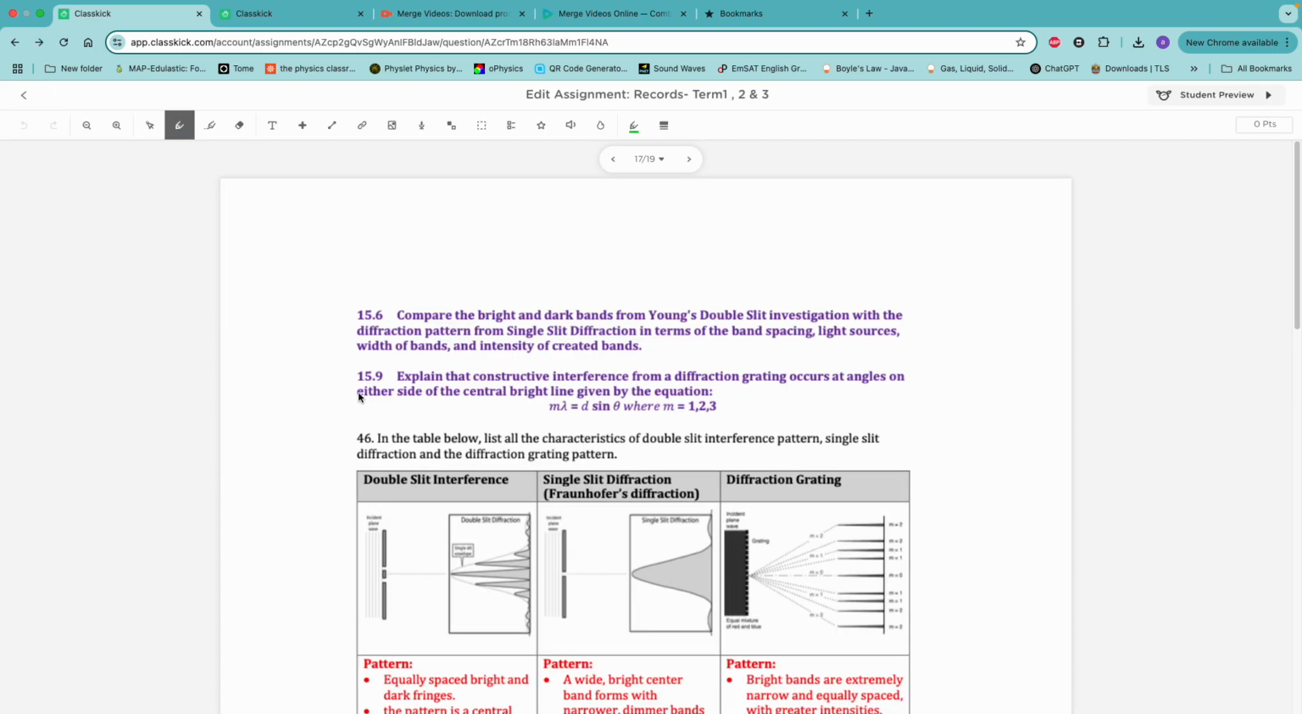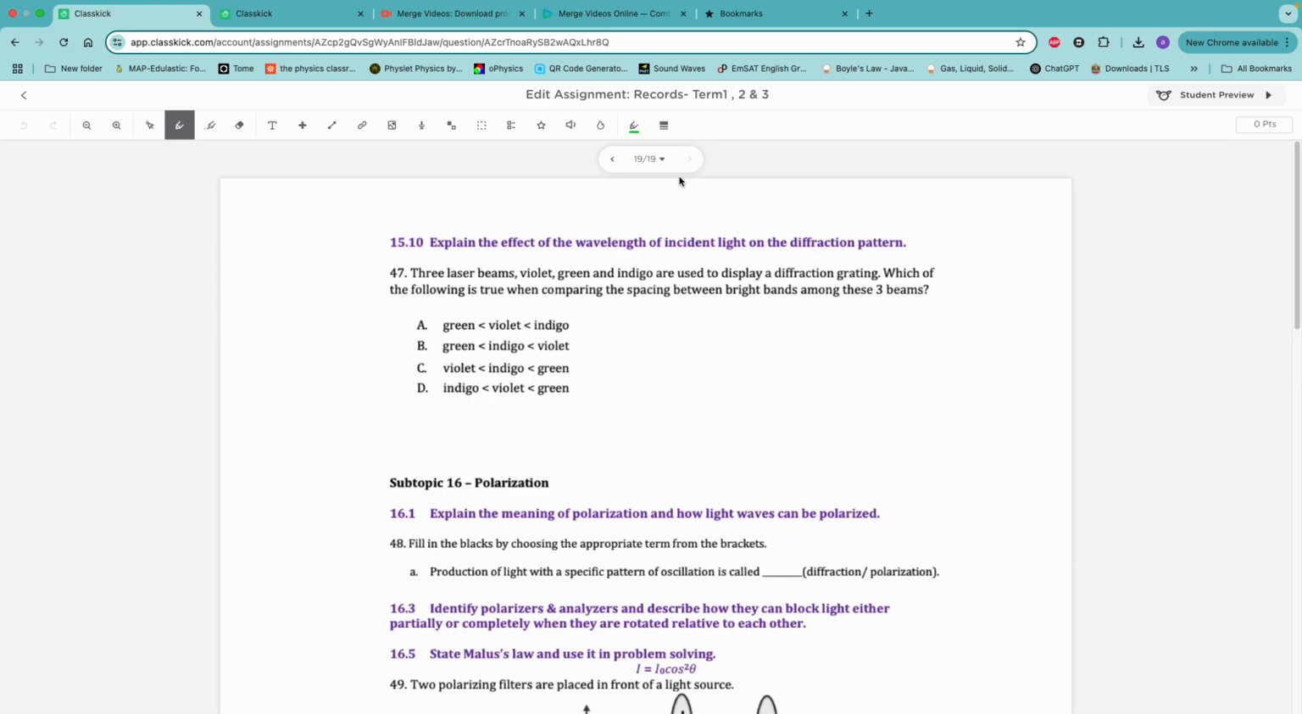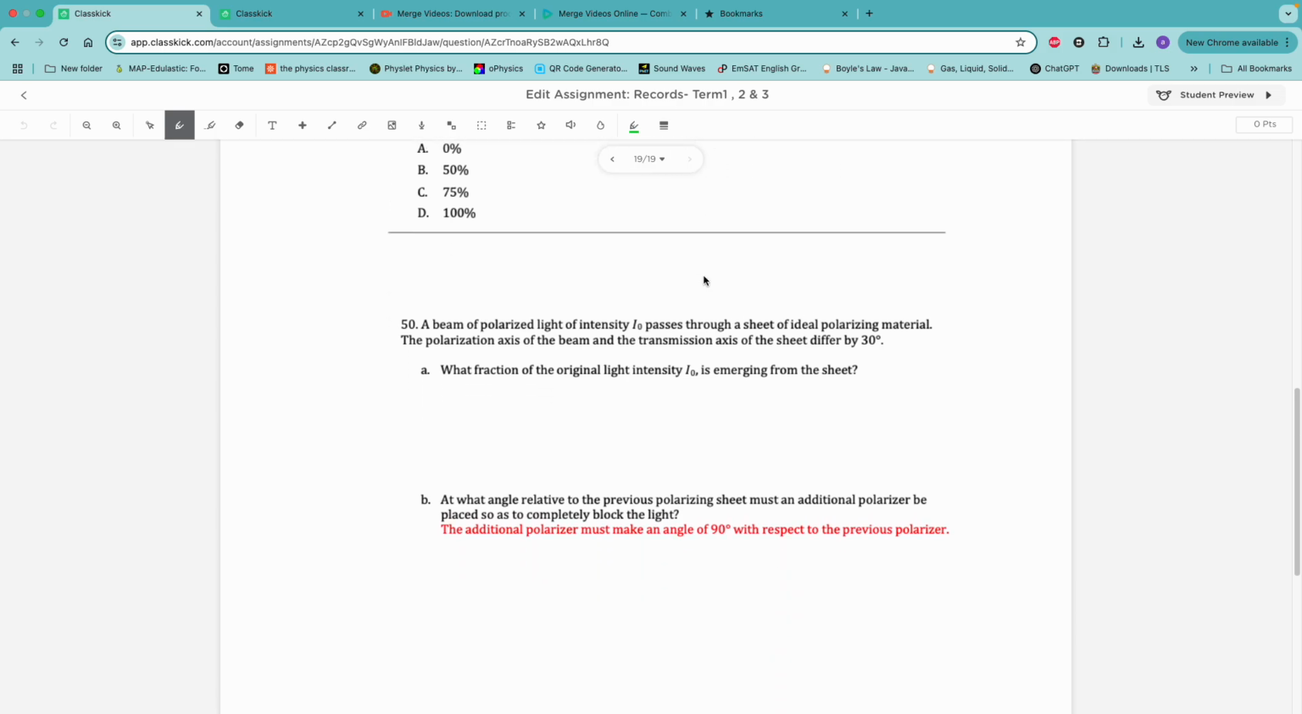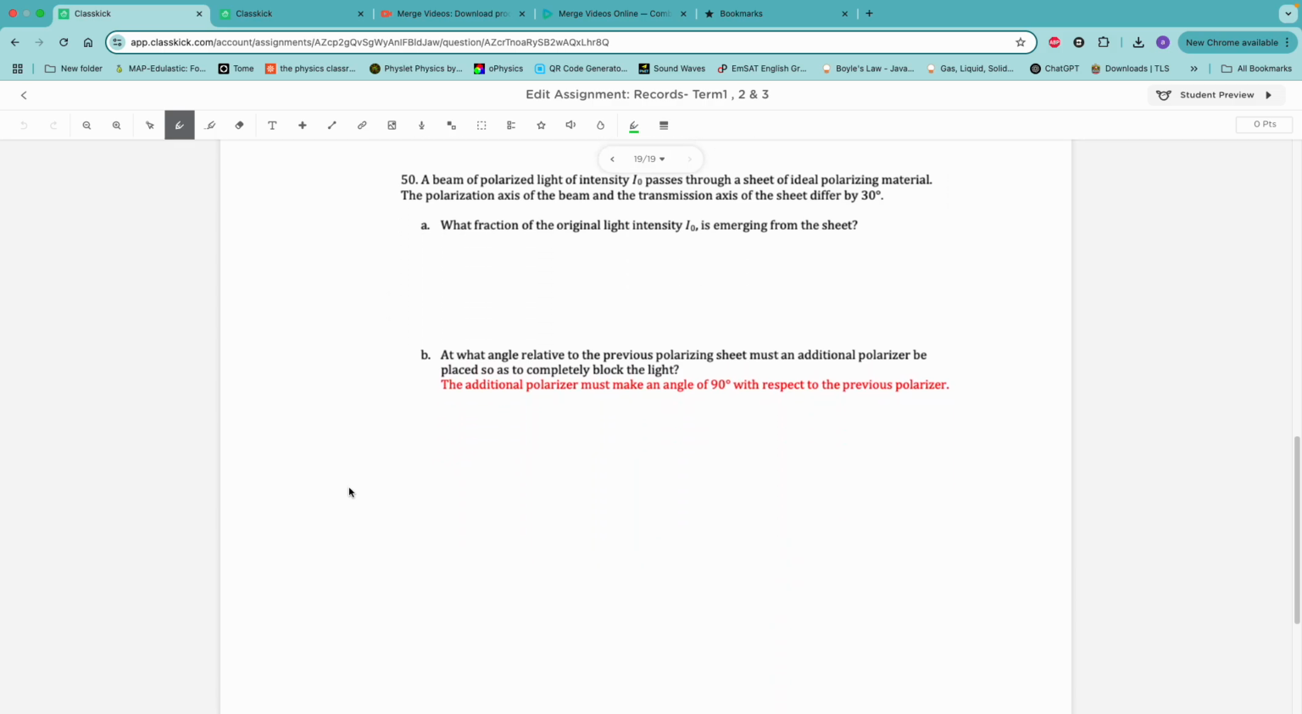Now, next question. This talks about a calculation. Mainly we use this formula, which is I equals I naught cosine squared theta. I is the intensity that will be transmitted, I naught is the original intensity, and theta is the angle between the filters.